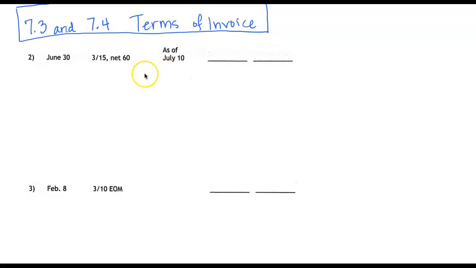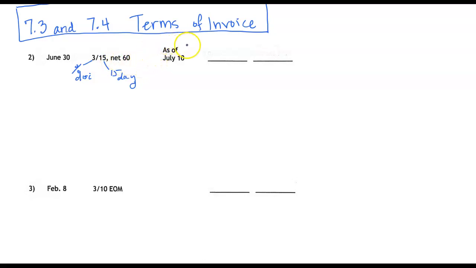Let's continue with some work on our terms of invoice in section 7.3 and 7.4. This invoice has terms of June 30th, that's the date of the invoice. 3/15 means 3% discount for 15 days. And remember that net 60 means that's the net payment due in 60 days.